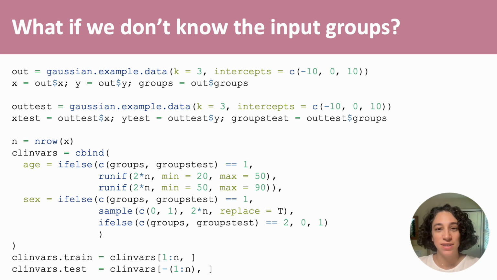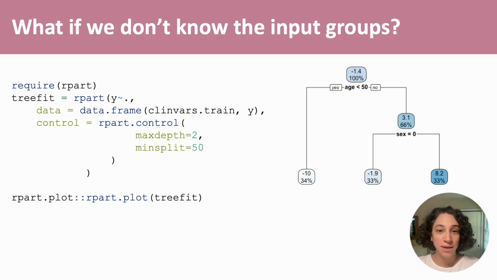Here's the code we use to simulate the data and additional clinical variables. I won't spend much time going through it, but if you'd like to look closer, please pause the video or see the R Markdown file that accompanies these slides. Now we train and plot our cart tree using only our clinical variables. Our tree did a great job discovering the groups.